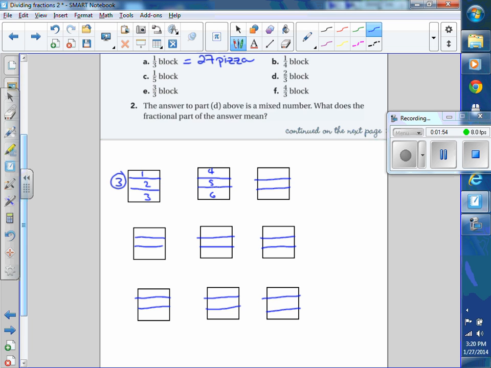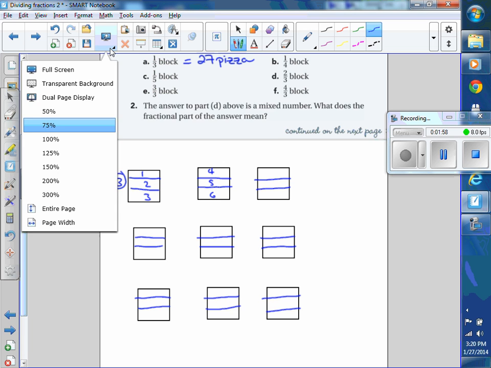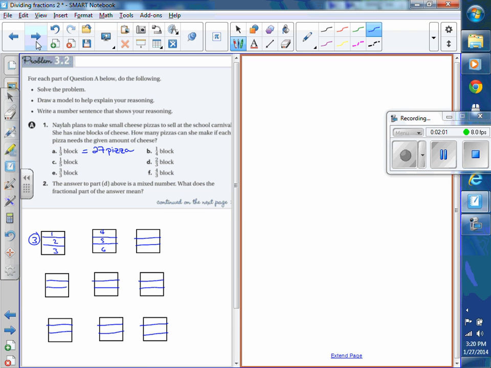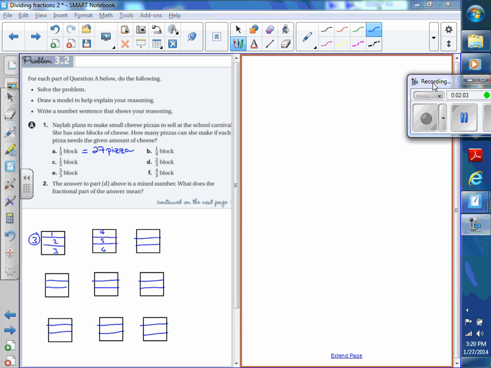It turns out, though, I just did a division problem. I did 9 divided by 1/3. For problem A, number 1, little a, I took my 9 blocks of cheese and I figured out how many 1/3 slices were in there.